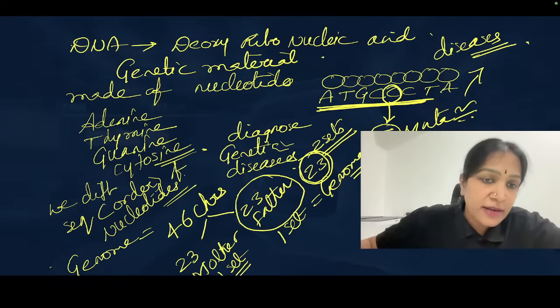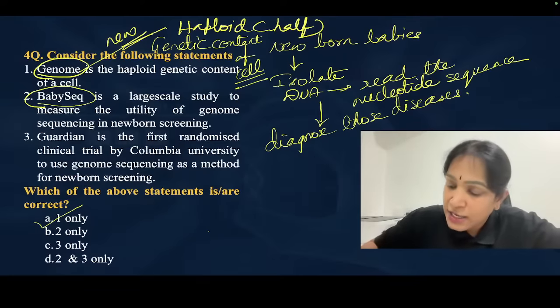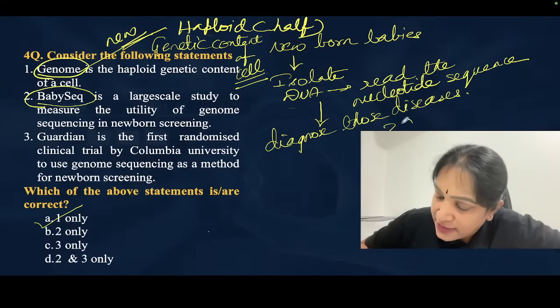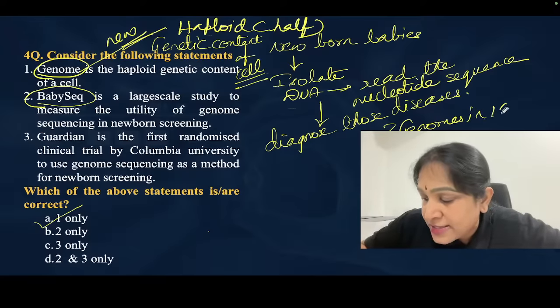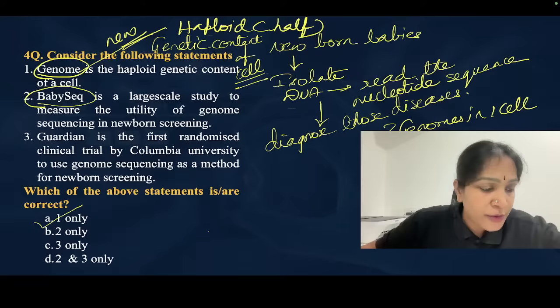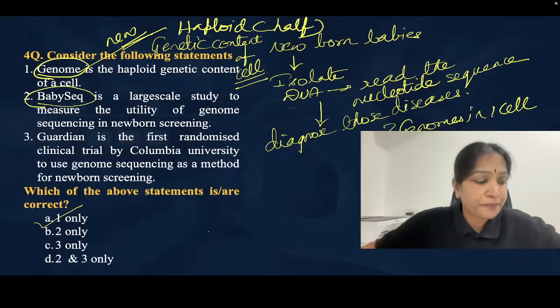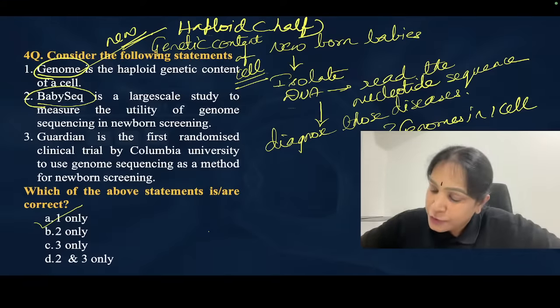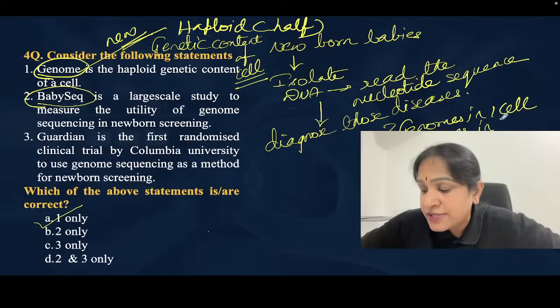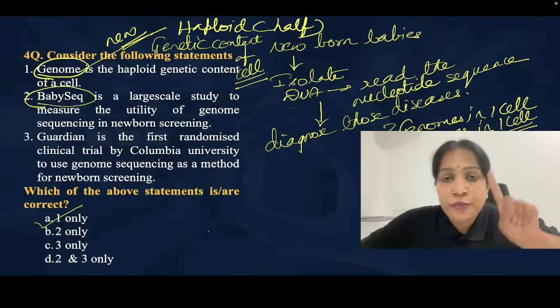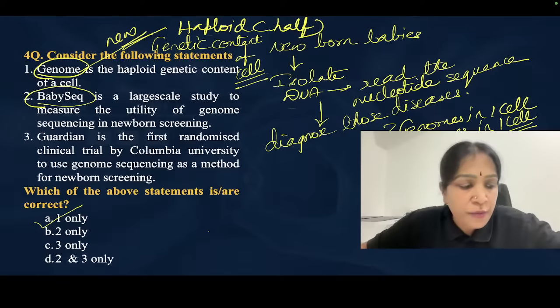Fine. If that is clear, tell me how many genomes you have in one cell. One genome is 23 chromosomes. So how many genomes do we have in one cell? Yes, we have two genomes in one cell. One genome from the mother, one genome from the father.